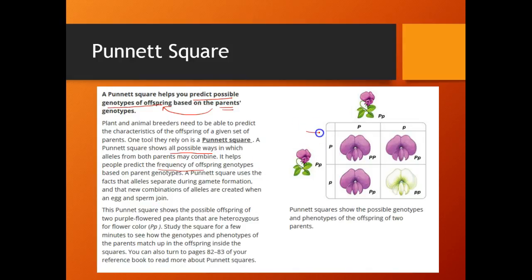This Punnett square right here shows the possible offspring of two purple-flowered pea plants that are heterozygous. Remember, hetero means different, so they have one big P and one little p. This Punnett square predicts what their offspring would look like, and just as Mendel observed, we have a 3-to-1 ratio: 3 purple and 1 white.